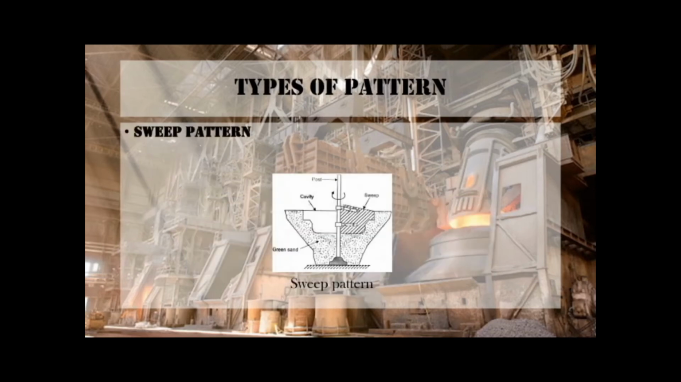Sweep pattern. This pattern is used for large castings of circular sections and symmetrical shapes. A sweep pattern consists of a wooden board with the outer contour similar to the casting form. The wooden board is fixed to a metal rod and rotated about the metal rod as the axis of rotation for getting a complete mold cavity.